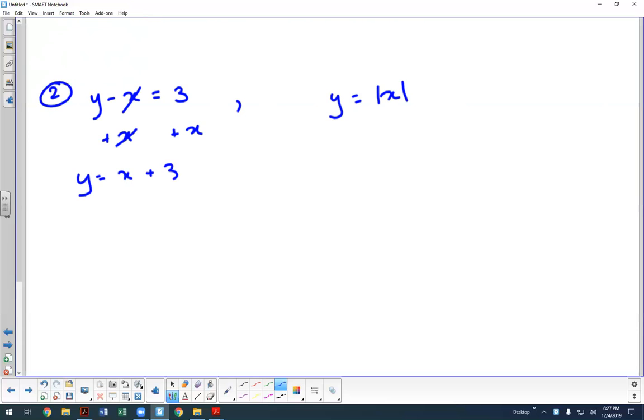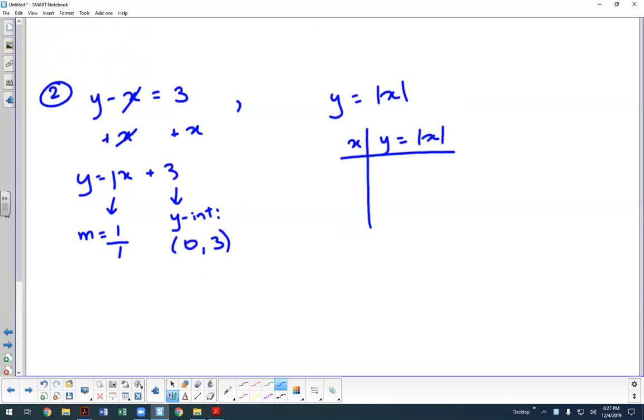Now you can use a table to try and graph this, or you can use the slope-intercept form. So if we use slope-intercept, this is our y-intercept, which is the point 0, 3. Our slope, of course, is 1. So you can write it as 1 over 1, right? Go up 1, go right 1. So you can use that. Or like I said, if you wanted to do an XY table, you can do that also. For the absolute value function, I'm just going to use a table for that one. So go ahead and tell me what those y values come out to be.